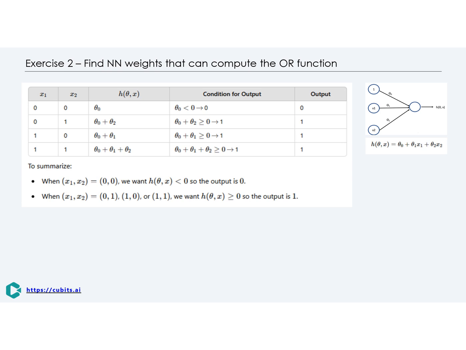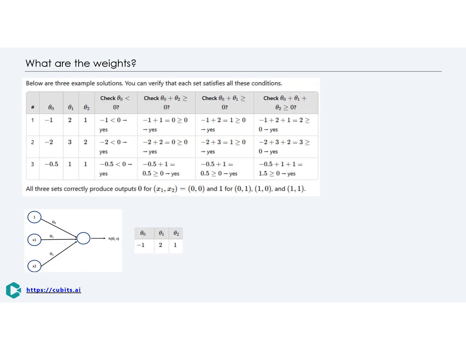If you'd like, pause the video and think of a solution. So here are three possible value sets, all of which can satisfy the four inequalities. Hence, any one of them should work fine. So let's go with -1, 2, 1 for theta 0, theta 1, and theta 2.